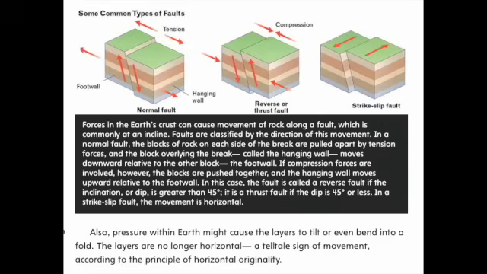If the inclination or dip is greater than 45 degrees, it is a thrust fault. If the dip is 45 degrees or less, in a strike-slip fault, the movement is horizontal. Also, pressure within Earth might cause the layers to tilt or even bend into a fold. The layers are no longer horizontal, a telltale sign of movement according to the principle of original horizontality.